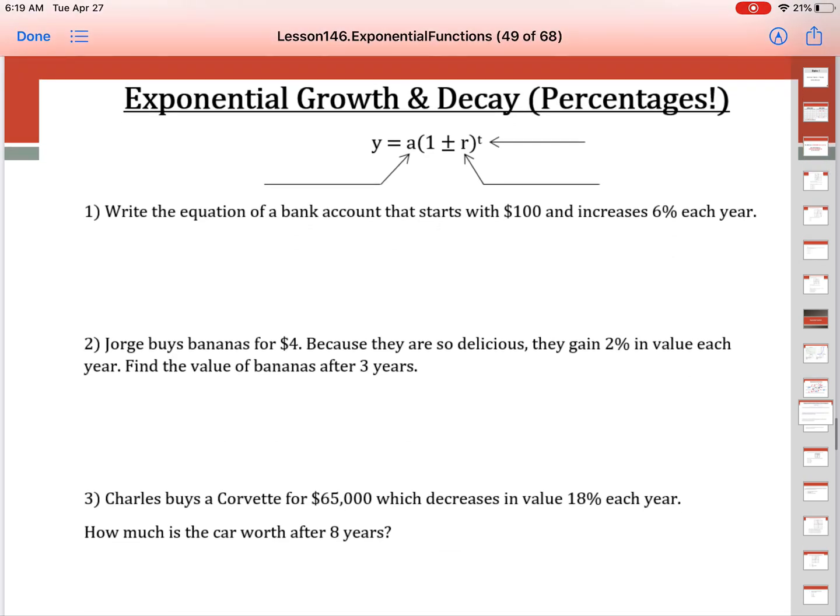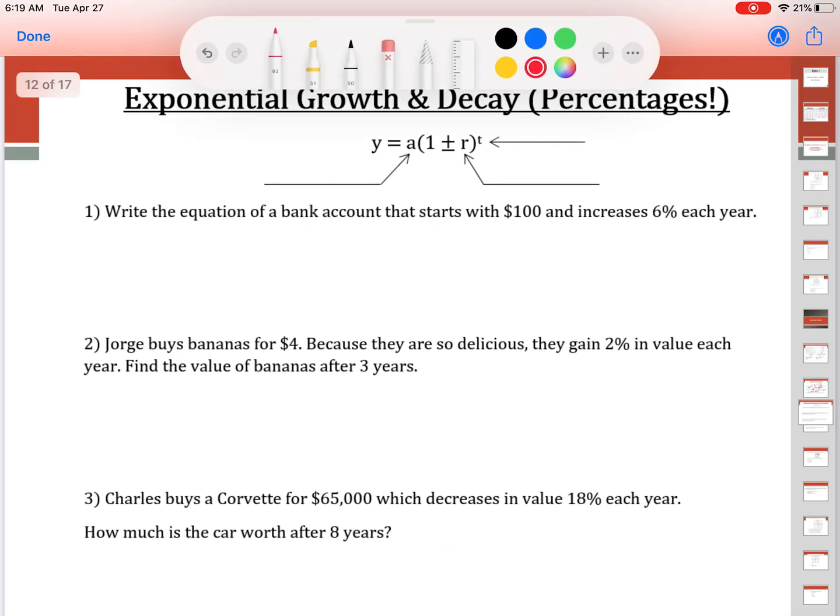So in the next type, we do have percent. So if you ever see a percent, I need to turn that percent into a bigger number. So again, we have our starting number, which is the same as the initial value. We have our rate this time, which is our percent. And again, we raise it to the time.